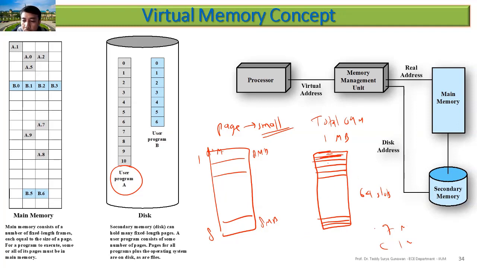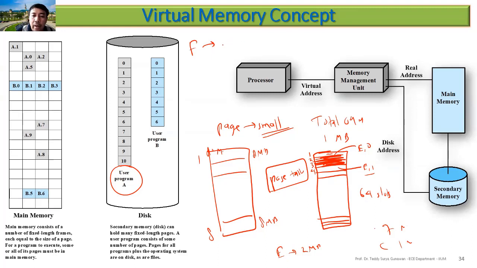For example, this is occupied. Then if program E is 2 megabytes, E0 can be in here and E1 in here, because you have a page table as your lookup. It will record that E0 is in the first location and E1 is in the fourth location, so it doesn't matter. The other thing: what happens if you have program F, which is 1.5 megabytes?